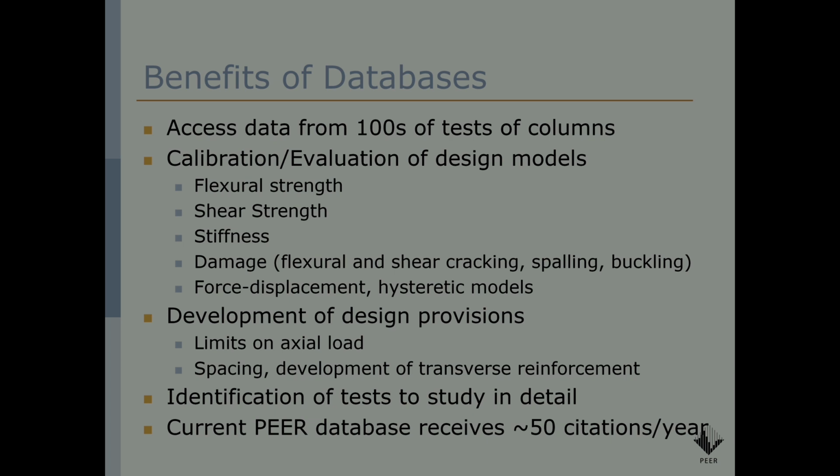And so the current database was developed pretty much in the late 1990s. It appeared on the web in 2004. It's still getting like 50 citations a year, so people are using it. But the PEER structural performance database has not had one single change in the last 20 years.